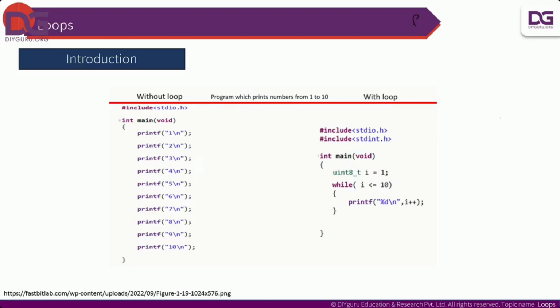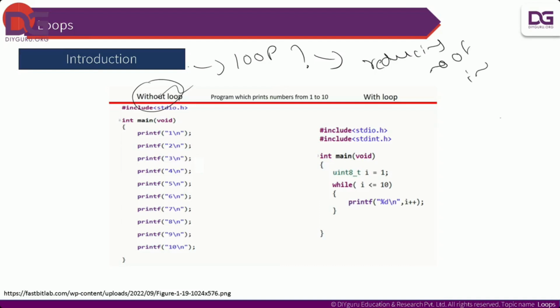So first is the need for loops. Why do I need a loop? What is the need for a loop? The thing is that a loop helps us in reducing the number of commands, the number of instructions, when repeating tasks. If a task is repeating, say I need to print the numbers from 1 to 10.